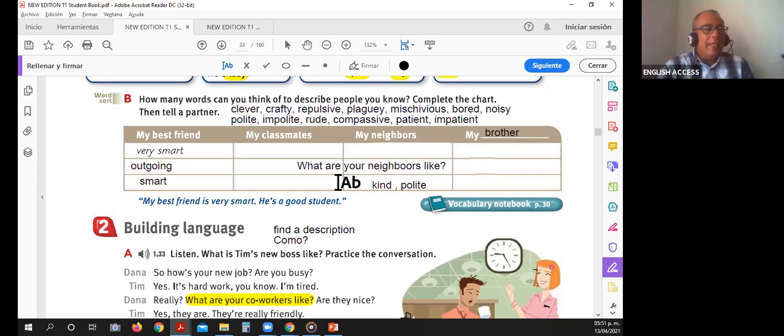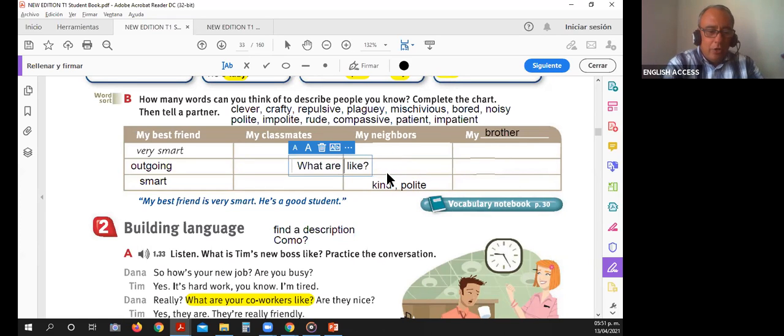Very good. In the case of Fatima, you told us about your classmates. Tú nos dijiste de tus compañeros de clase. What are your classmates like? Fatima, what are your classmates like?